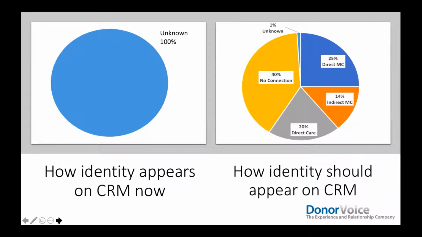So what we want to try and do from this moment on, after we discover our supporters' identities, is reduce the amount of unknown that exists in our CRM. Because if we don't, instead of treating them differently as they deserve, we treat them all the same.